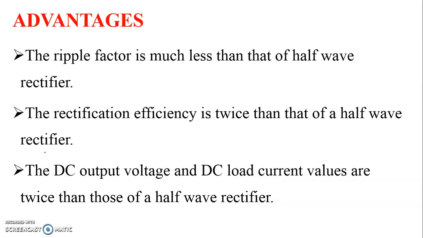Next are the advantages of the full wave rectifier. Here the ripple factor value is very much less compared to the half wave rectifier. The rectification efficiency is twice that of the half wave rectifier. The DC output voltage and DC load current values are always twice that of the half wave rectifier. So these are some advantages of the full wave rectifier.